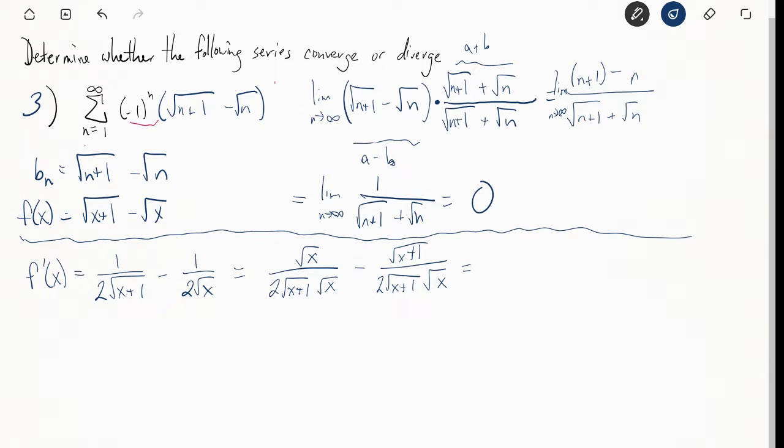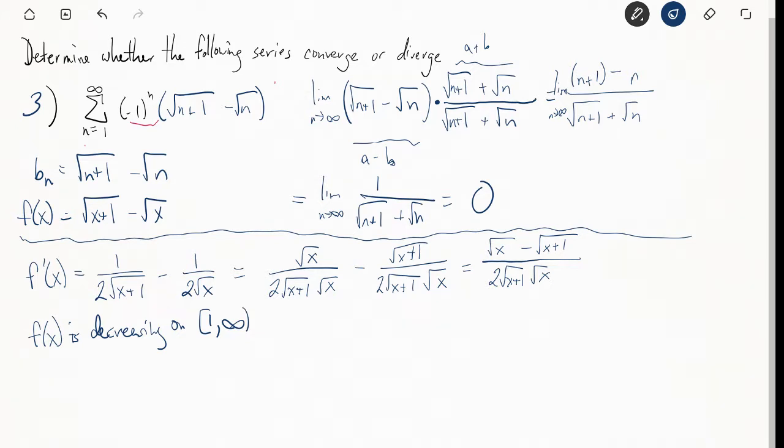So what does that mean? Well, it means our derivative equals the square root of x minus the square root of x plus 1, which is always going to be larger than the square root of x, all over 2 times the square root of x plus 1 and square root of x. And notice this thing, for all x greater than or equal to 1, is always decreasing. So this tells us f of x is decreasing. We can even include 1 and go to infinity.